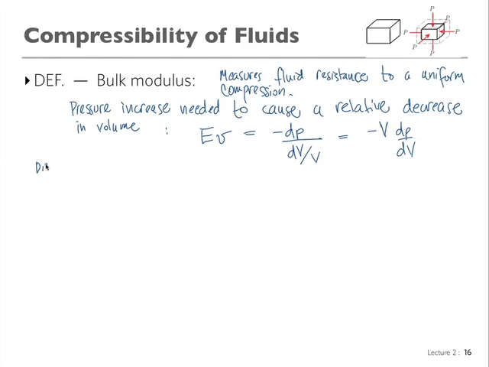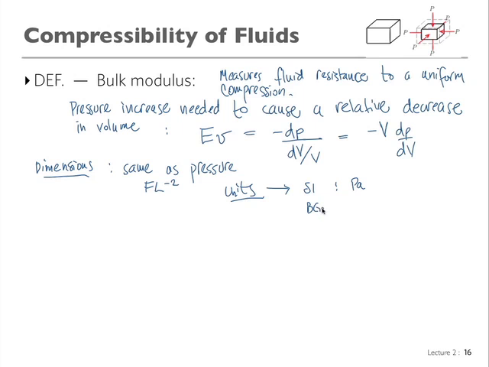Okay, so dimensions are the same as pressure. And the reason is that this is a relative change in volume, so dV over V doesn't have dimensions. So we have force divided by length squared. And so the units are in metric Pascal, which is Newton divided by meter squared, and in the British gravitational system, pounds per square inch.